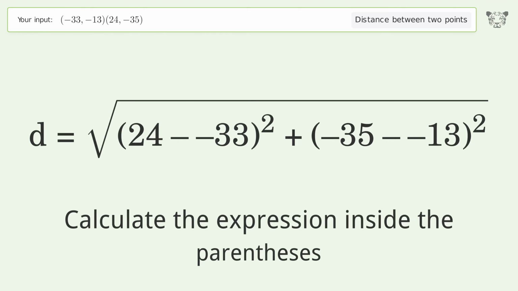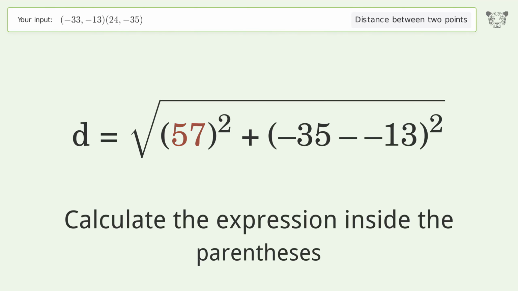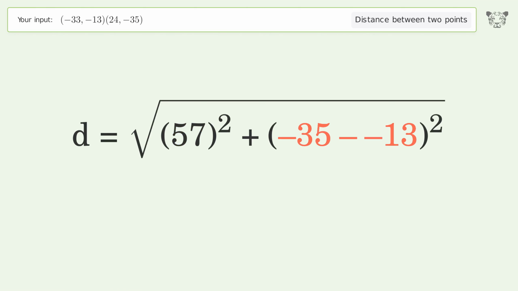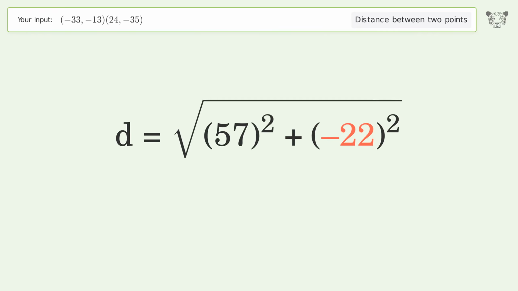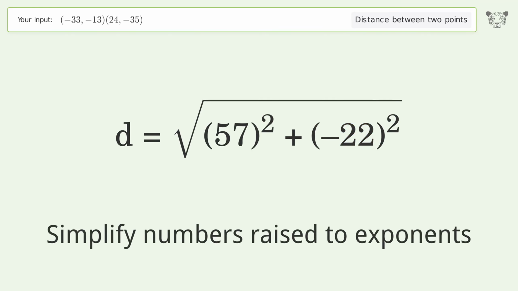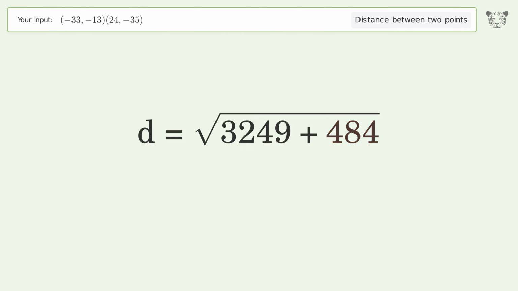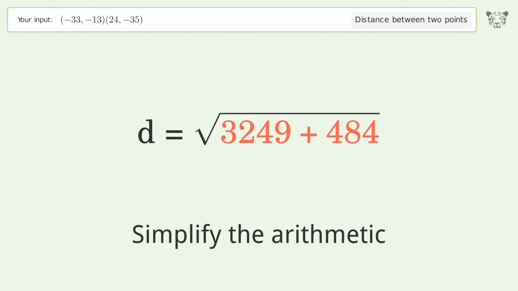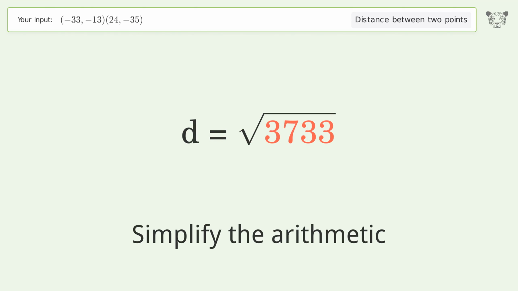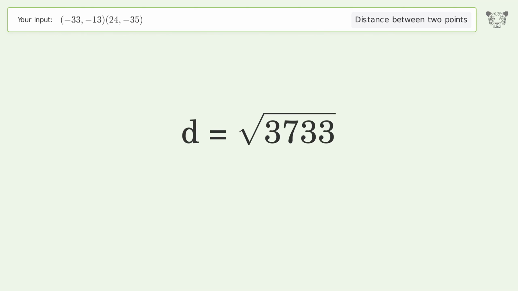Calculate the expression inside the parentheses. Simplify numbers raised to exponents. Simplify the arithmetic. And so the distance between the 2 points is the square root of 3,733, or 61.098.